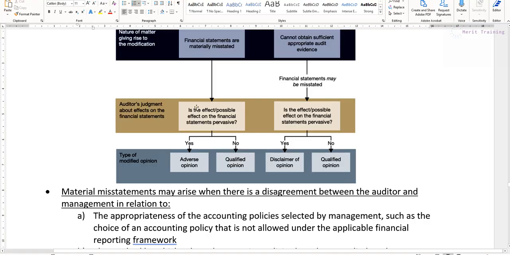So the next question we need to ask is, is the possible effect on the financial statements pervasive? Pervasive means throughout the entire financial statements. If it's not pervasive, it's in one particular account. An example of a pervasive material misstatement is fraud, right? If the auditor has come in and found fraud, they think that fraud could be perpetrated throughout the entire financial statements. So they're going to say this is pervasive.